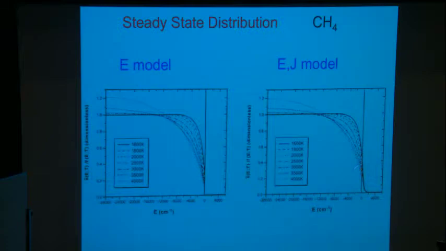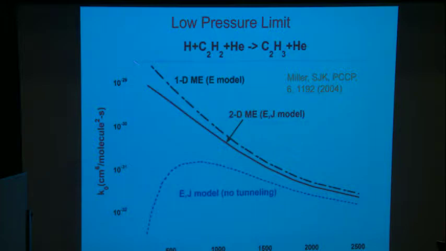With this EJ model, you can properly take account of J-dependent thresholds that you can't take account of when you just integrate over all the J's. So here you just get one threshold, zero. Here you get multiple thresholds, different thresholds for different J's. If you hold J fixed, you have different effective barriers. This is showing that this makes some difference in the calculated rate.